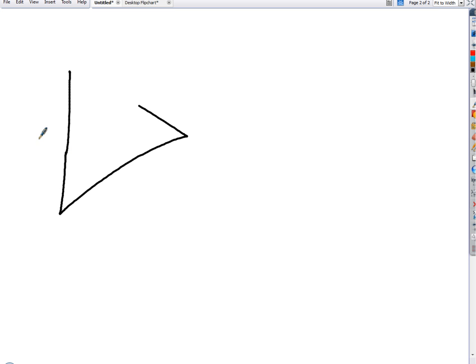I'm not drawing it to scale, but if that's 3 and that's 4 and that's 5, can you tell me which angle is the biggest angle? AC.